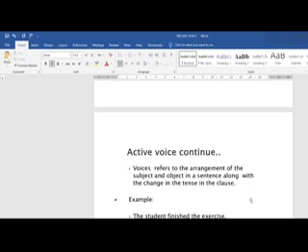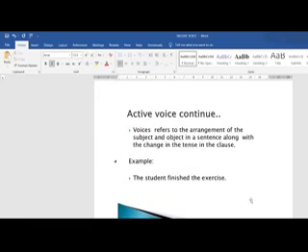It is written that active voice refers to the arrangement of the subject and object in a sentence along with the change in the tense in the clause. See, change will be there, in active voice and passive voice, in both the instances, and that change will be according to the tense of the clause which is attached with the sentence. Later you will learn it by and by.